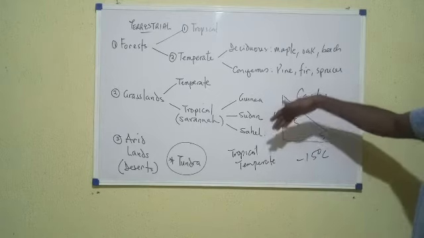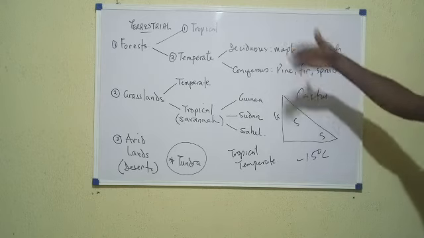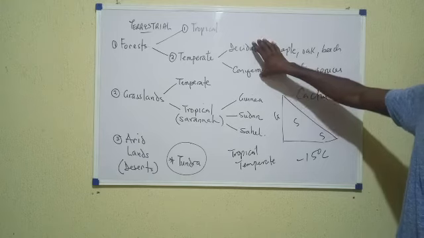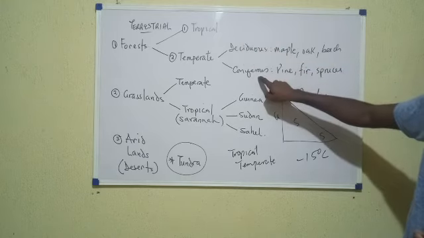And then, of course, you remember we talked about the fact that temperate forests can be deciduous or coniferous. You remember the difference? Shedding their leaves, that's for deciduous. These ones are evergreen.